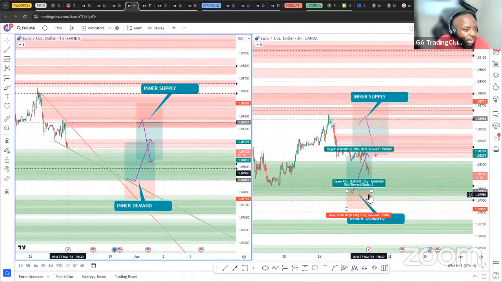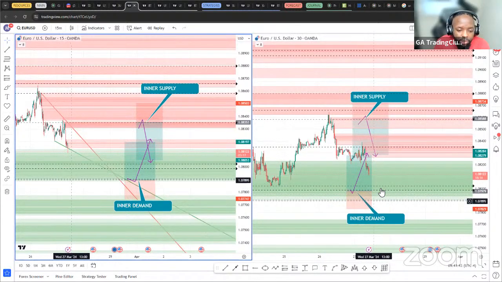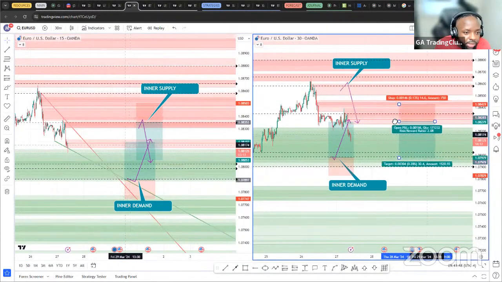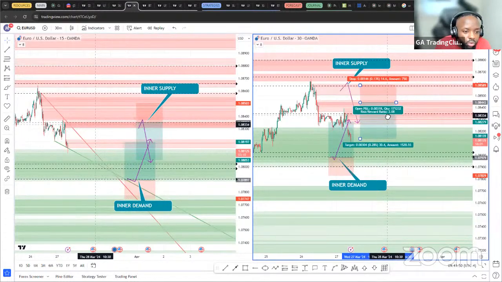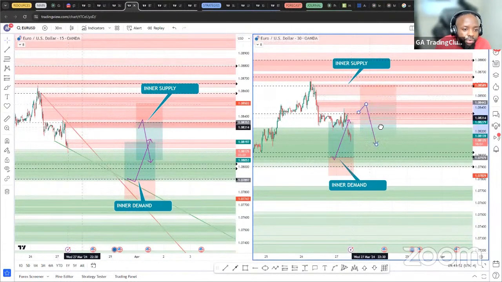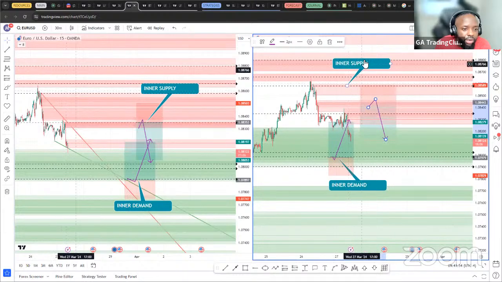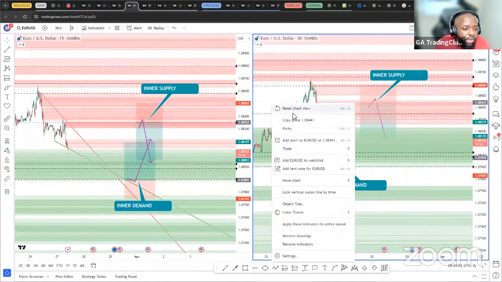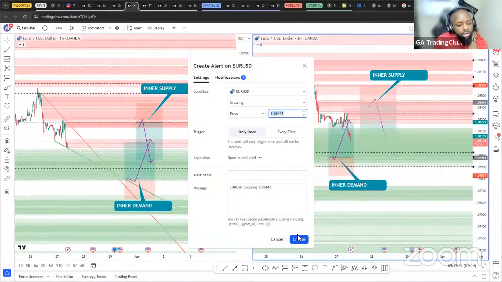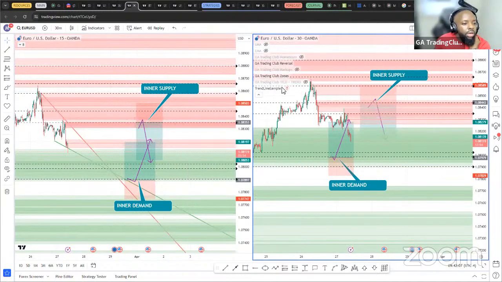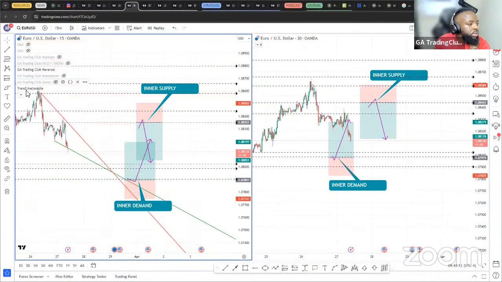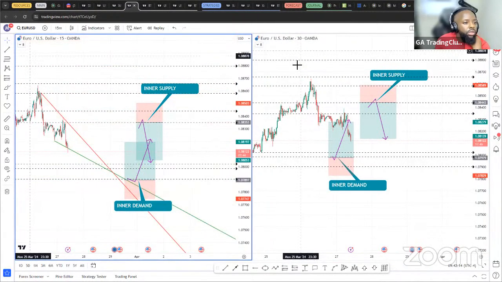On the 30-minute, the buy still remains down here at 1.0797. The supply comes a little bit down to 1.08443, so I go ahead and mark that up. And I set an alert there so that if price gets there, I just get alerted. And I can turn off the zones here since I'm not even trying to do too much with EU.